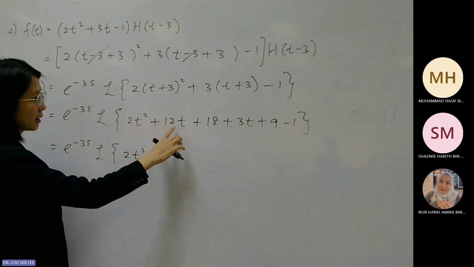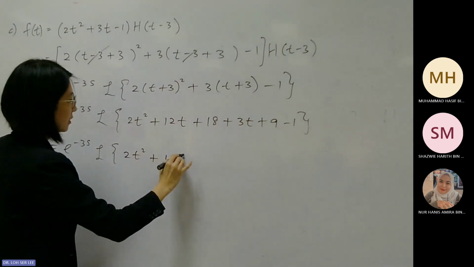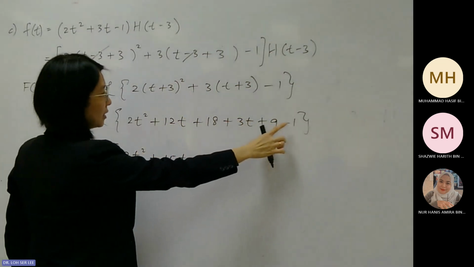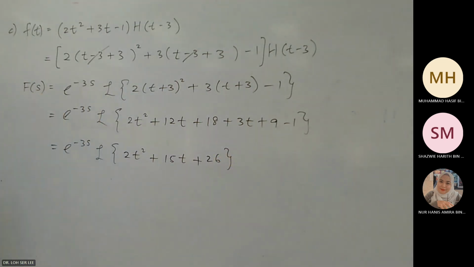2t squared, this one, 15t, this one, and this one, 26. Okay, then Laplace transform using the table. How can I use it? Table.